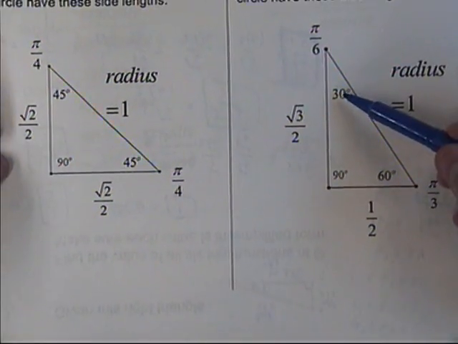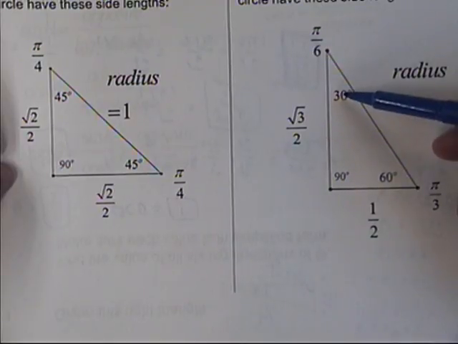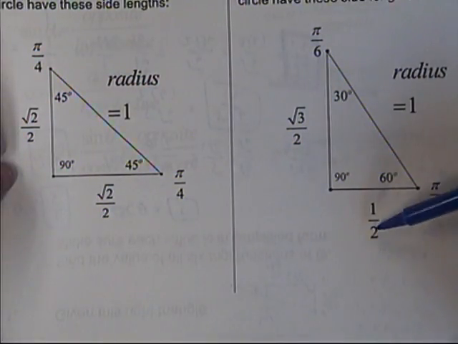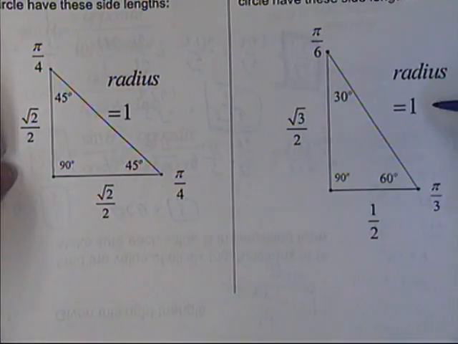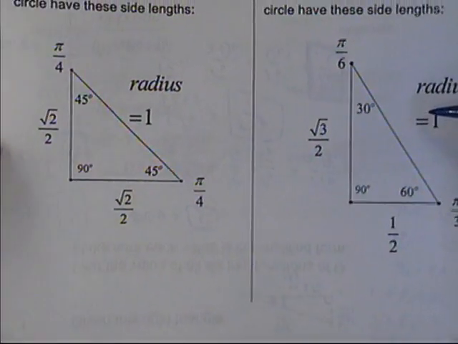The cosecant of pi over 6, well, here's pi over 6. I'm looking at the sine of that. So that would be opposite over hypotenuse, which is 1/2. And then I just reciprocate 1/2, and I get 2.